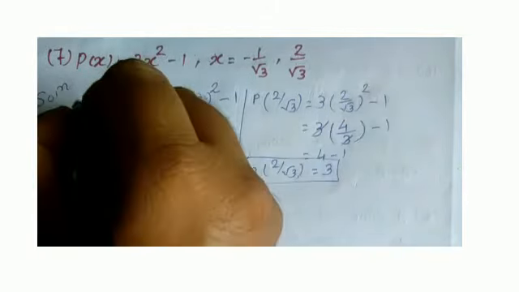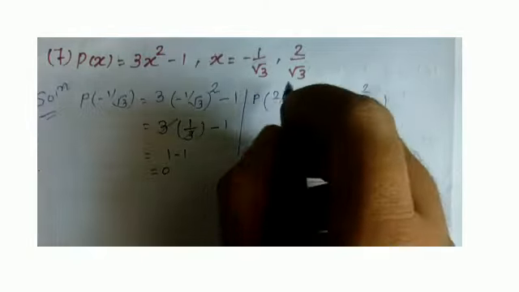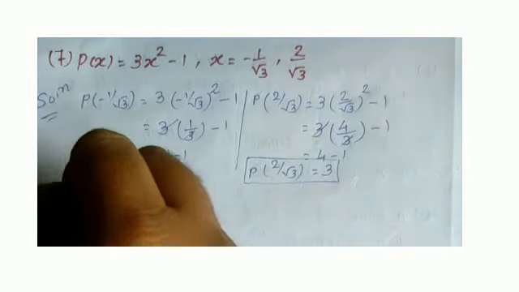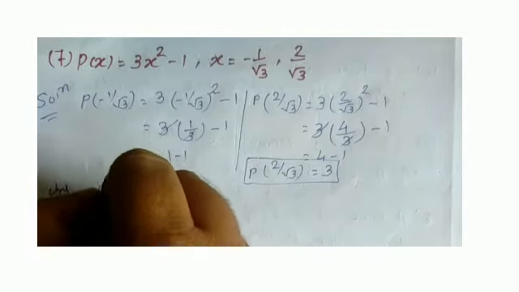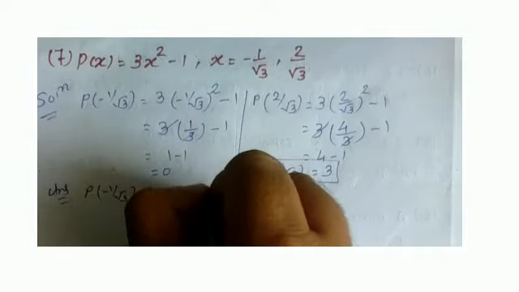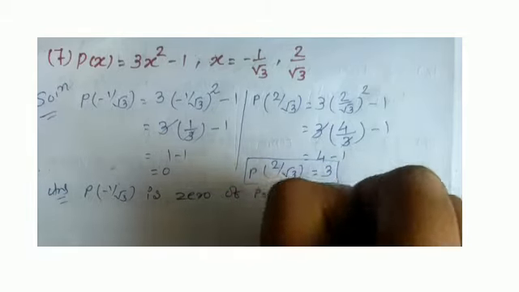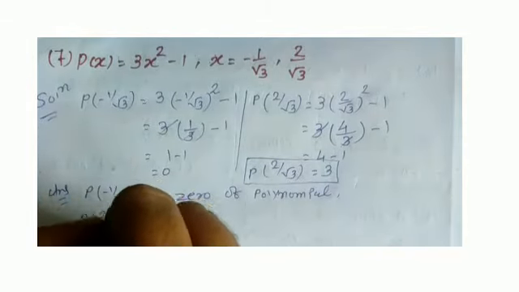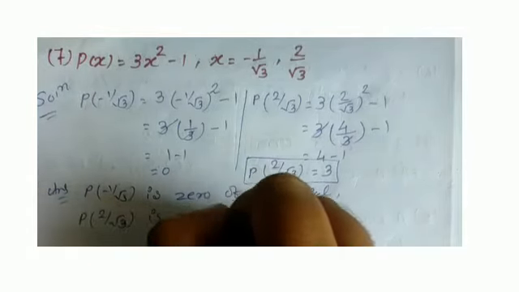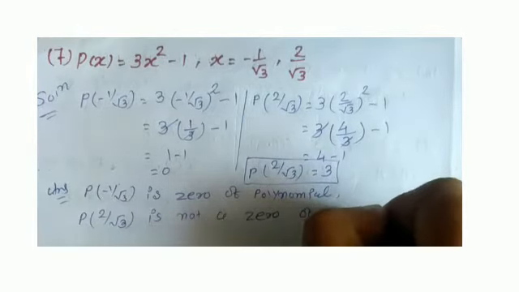So we can say that x equal to minus 1 upon root 3 is a zero of our polynomial, but 2 upon root 3 is not a zero of the polynomial. So the answer is: minus 1 upon root 3 is a zero of the polynomial, but 2 upon root 3 is not a zero of the polynomial.